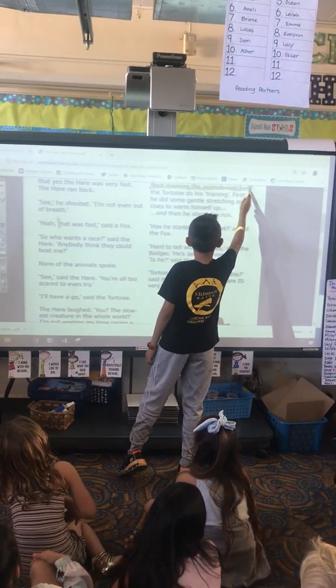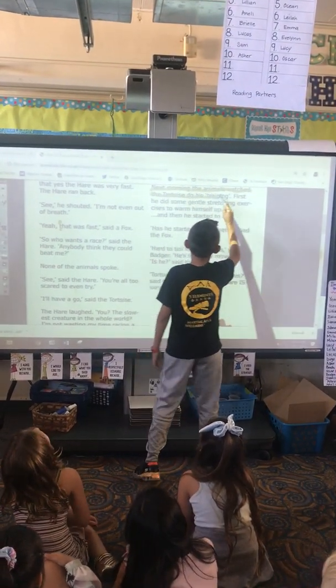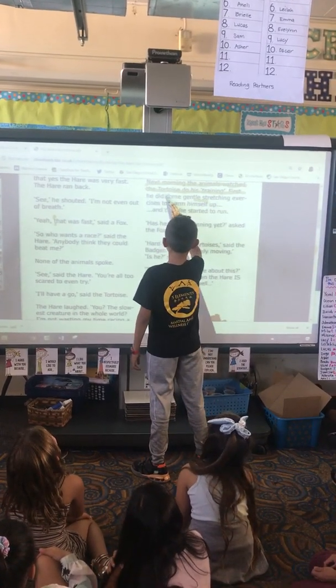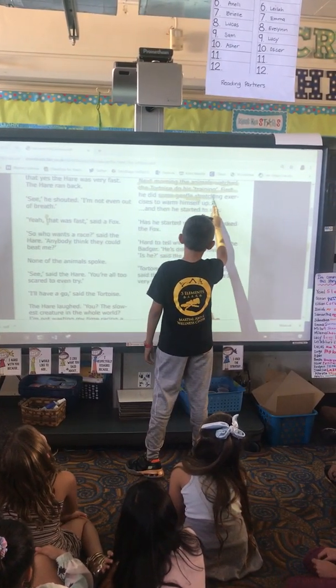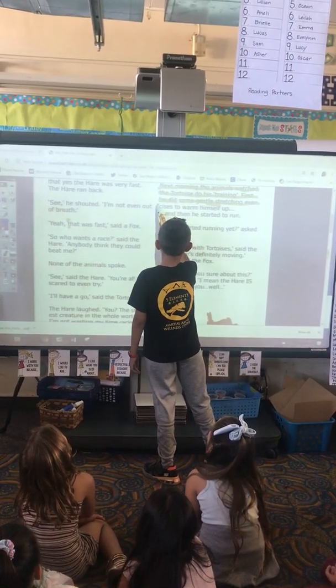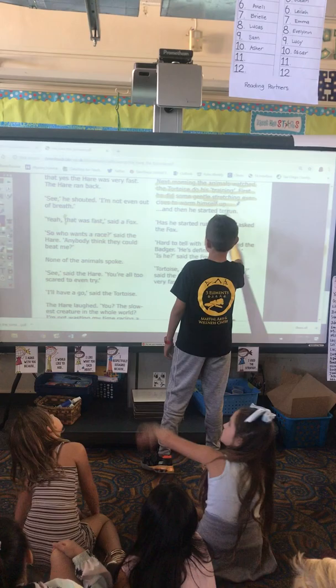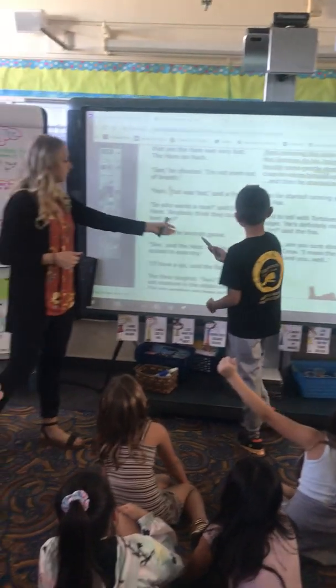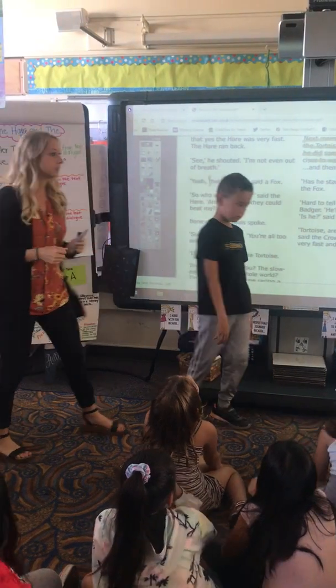The next morning, the animals watched the tortoise do his training. That's perfect. So Diego said he was determined. Do you think, thumbs up if you agree, that if he's training and doing his stretching, he's determined? Thumbs up if you agree with that. Perfect. Thank you so much. Awesome. All right, let's do one more.